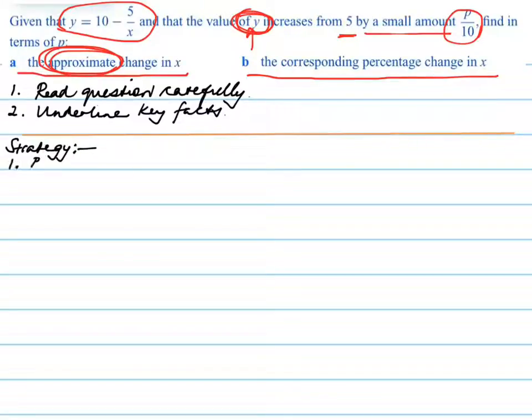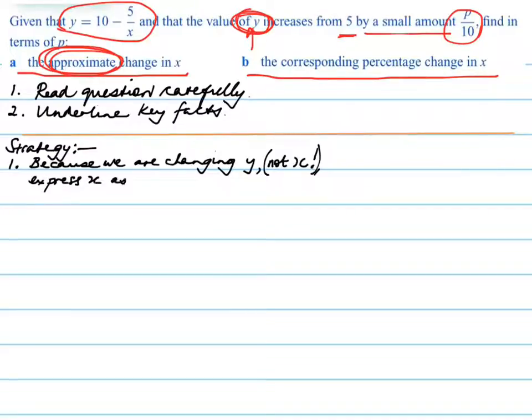Here it is revealed, folks. Number 1. Because we are changing y and not x, and we're used to changing x, what we can do is meet them at their own game. We can just express x as a function of y. Why not? We could put x on the vertical axis in a graph and y on the horizontal axis. There's nothing to stop us doing that.